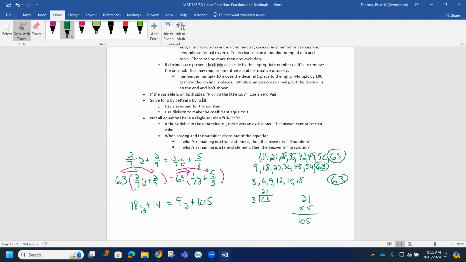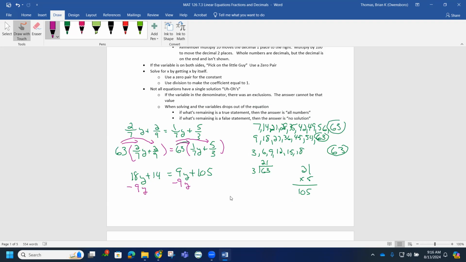So if the variable's on both sides, we pick on the little guy using what I call the zero pair. Notice how the 18y and the 9y, the variable is on both sides. I consider 9y littler because its coefficient is littler. So what I can do is zero out the 9y by using a negative 9y, but I have to use the property of equality here and put a negative 9y on the other side of the equation, like so. So what happens from here is we have 18y, and we're going to lose a 9y, so it's going to be 9y plus this 14 is equal to 105.